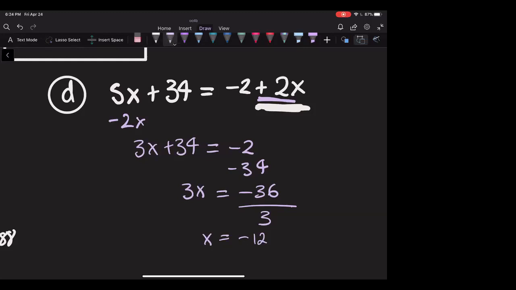One sec. No worries. Negative 12. Yep, exactly.